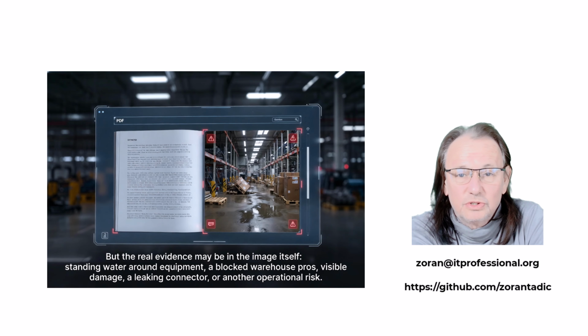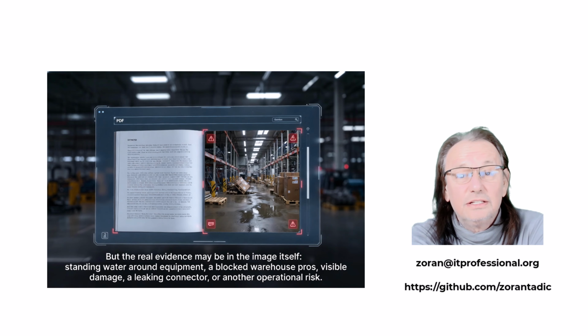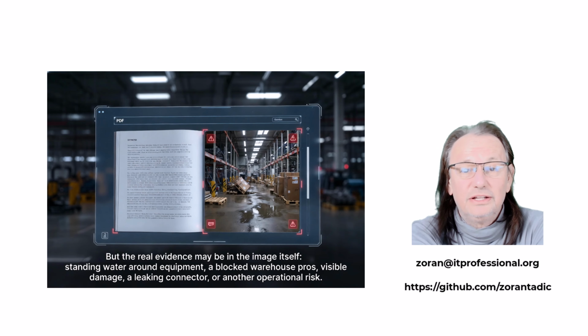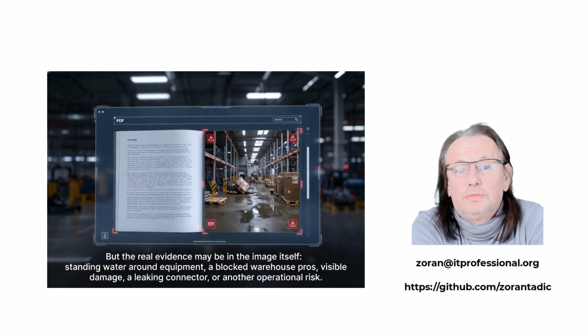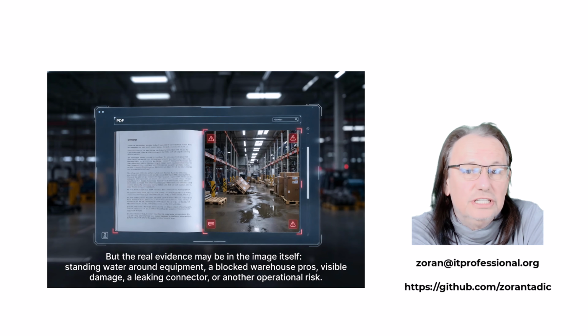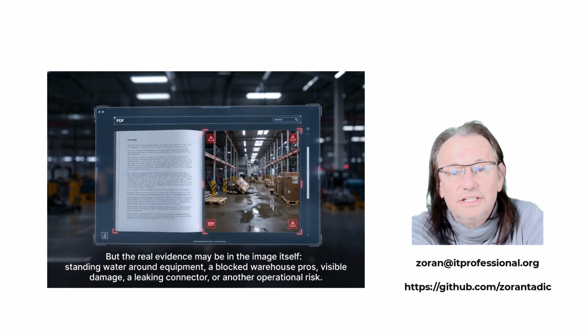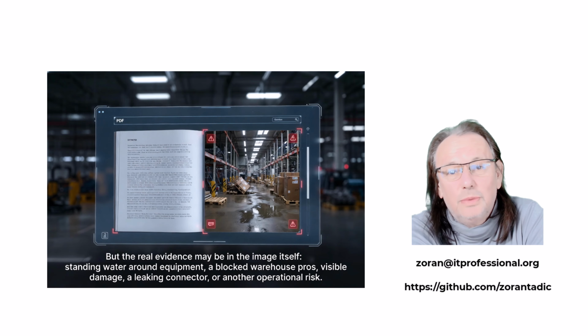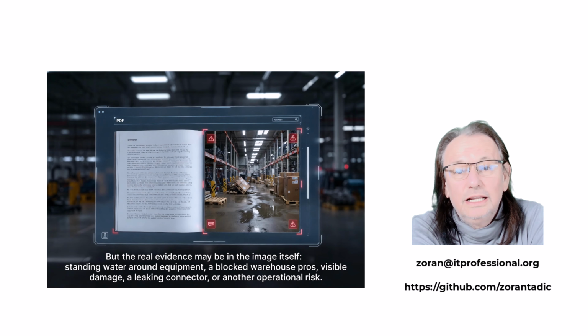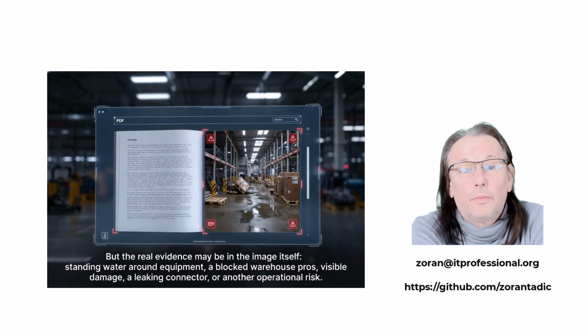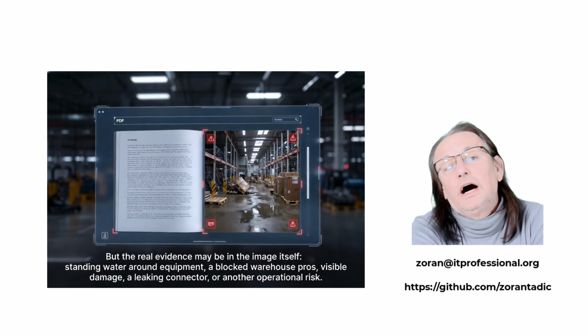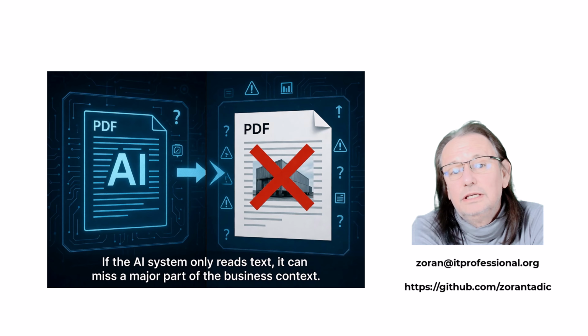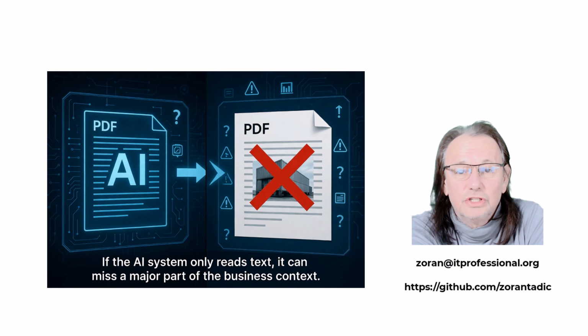For example, someone may ask, is this site ready to continue normal operation? The answer may not be written directly in the text. The report may only say that an attached image needs to be reviewed. But the real evidence may be in the image itself. Standing water around equipment, a blocked warehouse path, visible damage, a leaking connector, or another operational risk. If the AI system only reads text, it can miss a major part of the business context.